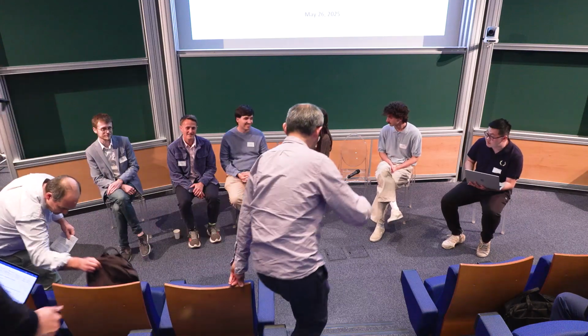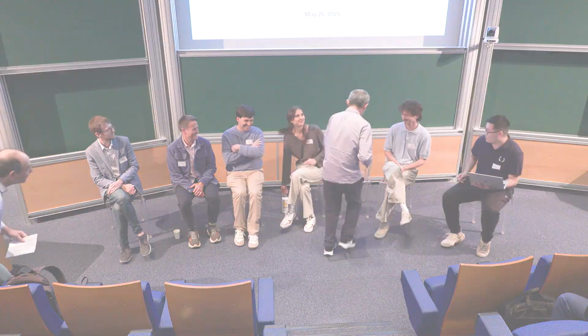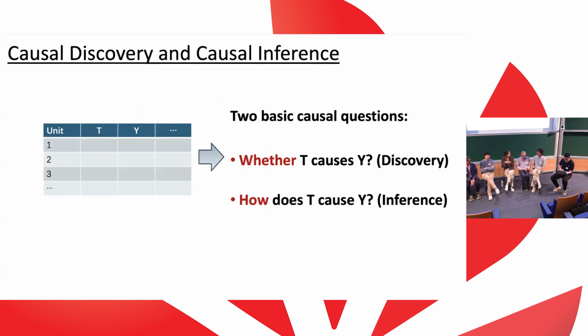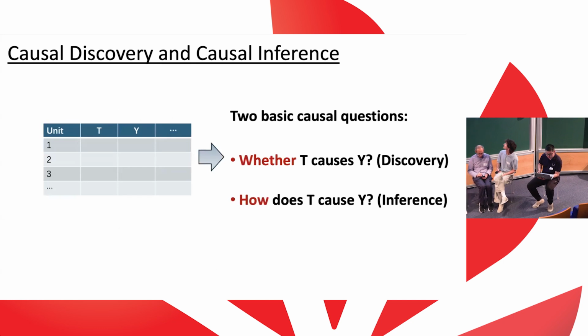And okay, so let's begin. So the topic of this panel is causality and large models, a two-way road. In this panel, we want to discuss how causality can benefit from the large models and how causality can benefit the large models. So I will give some more details, very quickly.